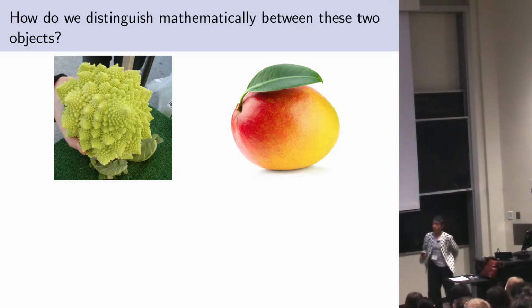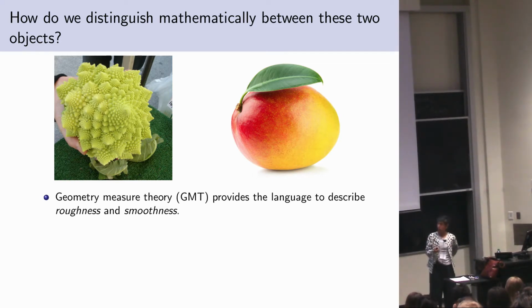So what I want to do, I know it's silly. Why did I put these pictures rather than mathematical pictures? Because hopefully these talk to you, and these are things that you most likely have held. So I want to say how, using the tools that I just put on the board, we're going to try to distinguish. Geometric measure theory provides a language that describes roughness versus smoothness.